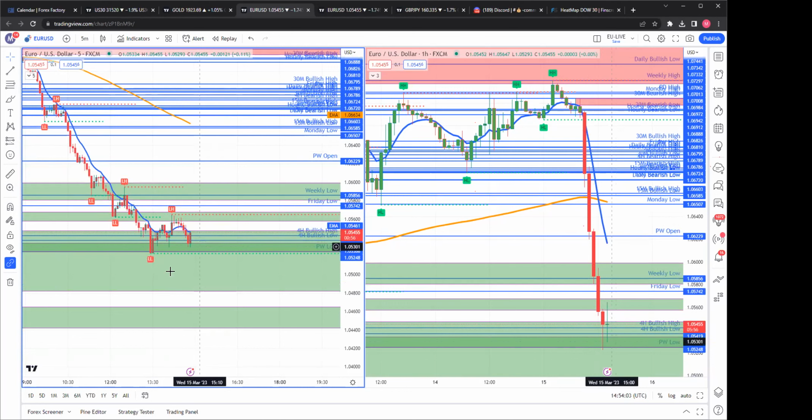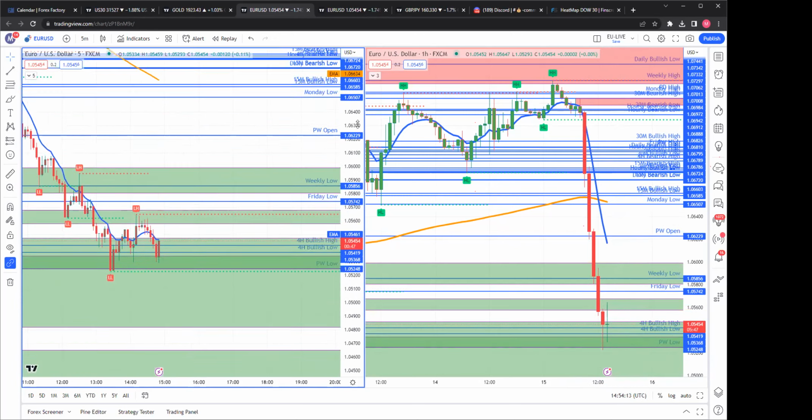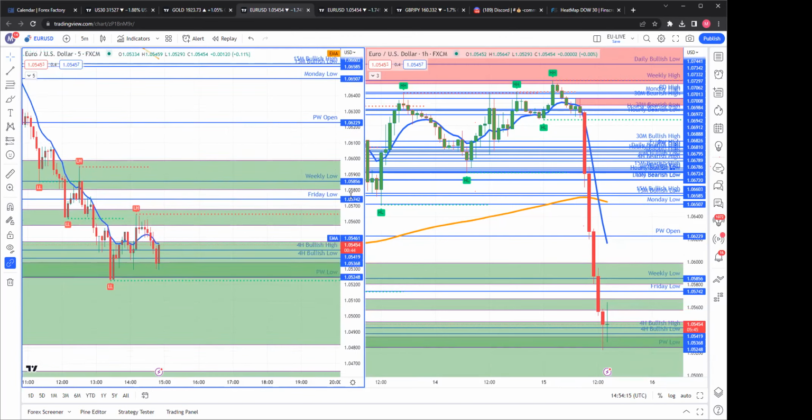So remember, these supply and demand zones, I have them on the daily. They start on the daily, 4-hour and 1 hour. So I think some of these are based also on the 1 hour. So let's see how the biggest zone is.